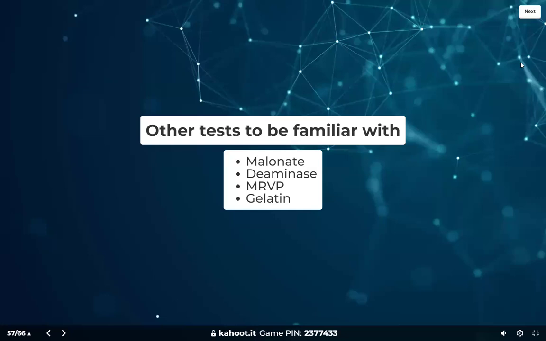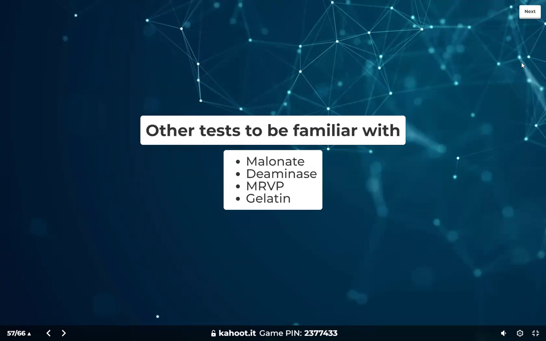For VP, or Voges-Proskauer, you're going to add alpha-naphthol and potassium hydroxide. That's the one that's out for 30 minutes. And you look for a red layer at the top for positive. That golden brown color is negative. MR looks for heterolactic fermentation. VP looks for mixed acid fermentation. Just different ways of fermenting.